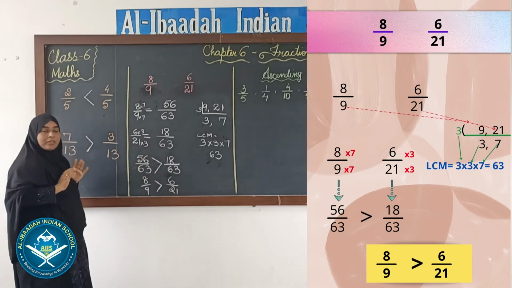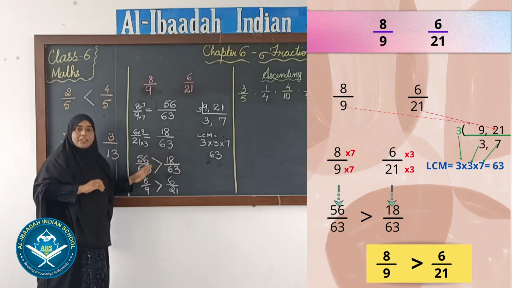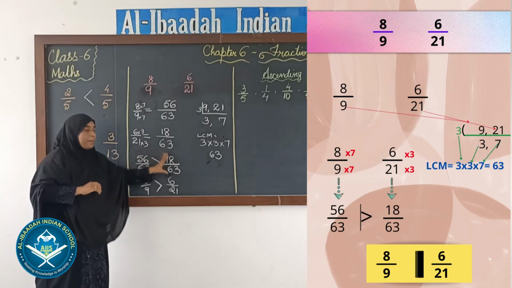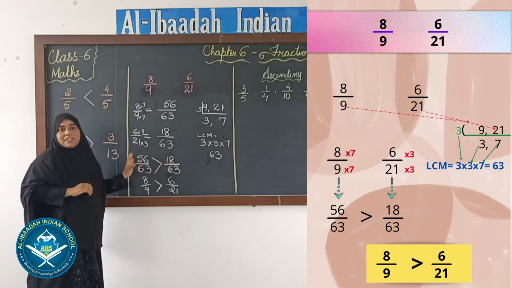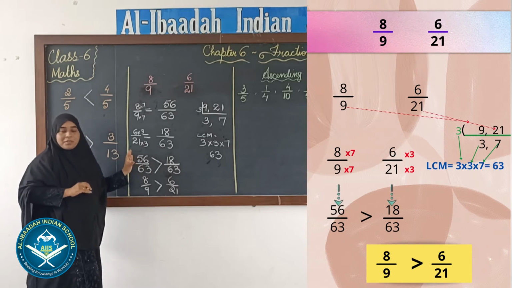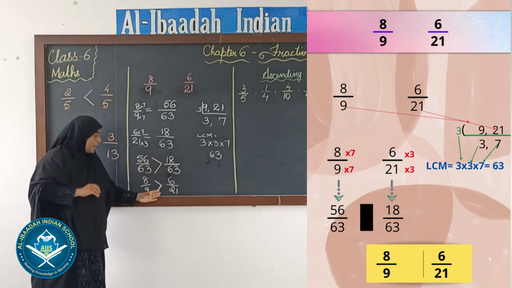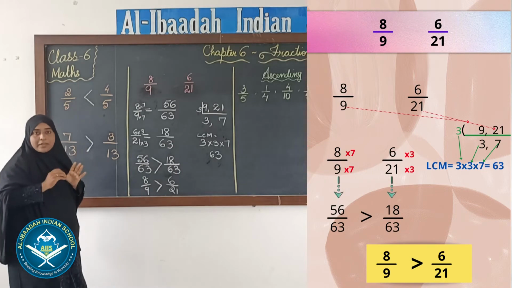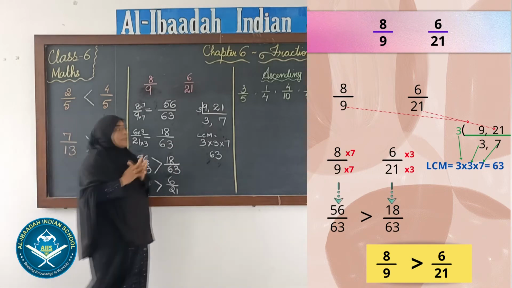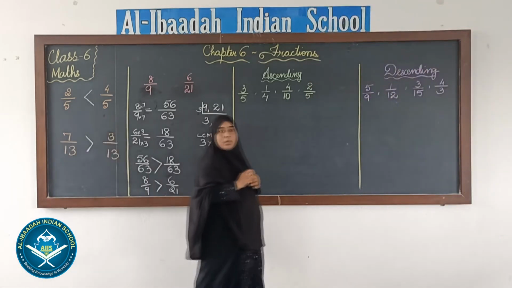You understood what we have done? We converted unlike fractions to like fractions. We have compared. Now it was easy for us to compare when they were in like fraction form. Okay. So after the comparison, again you can write them in unlike fraction. Is it clear? Same way we are going to do ascending.